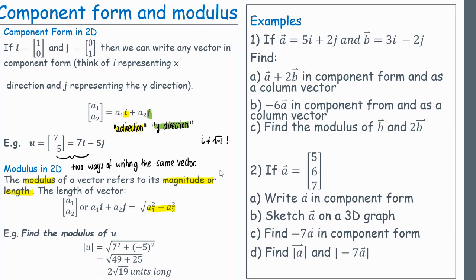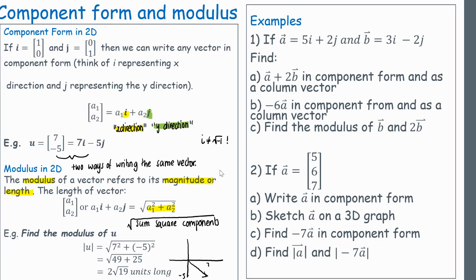The modulus of a vector refers to its magnitude or length. So if again we have this vector a1, a2, or a1 i plus a2 j, the same thing, we can find the length of the vector by taking the square root of our first component squared plus the second component squared. Regardless of which way you write the vector, in column form or component form, we do the same thing. Do not include the i or j underneath your square roots. It won't make sense.